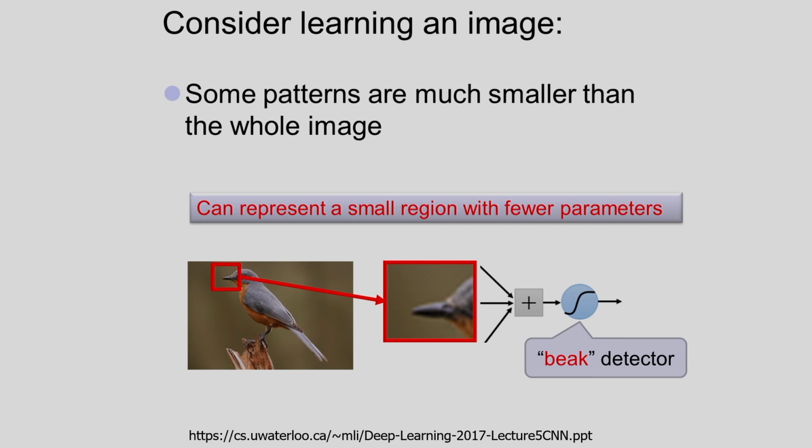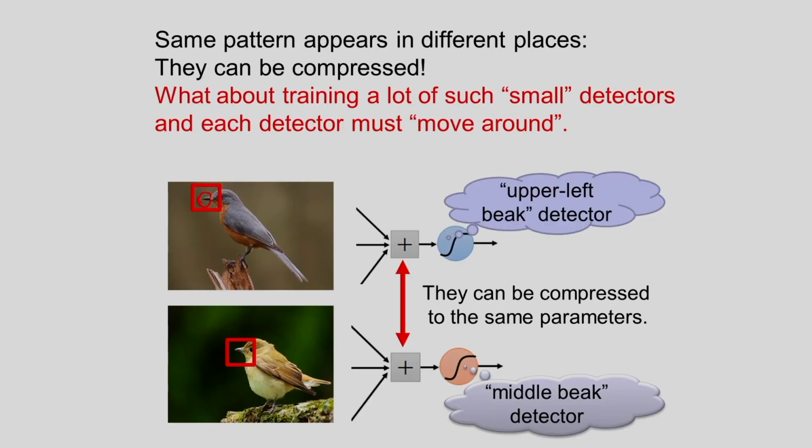Suppose in this example I am considering the beak detector. That means I want to determine this portion of the bird, and in this case some patterns are much smaller than the whole image and can represent a small region with fewer parameters. So how to represent that portion by considering few parameters? Here you can see this portion is appearing in the second image in different positions.